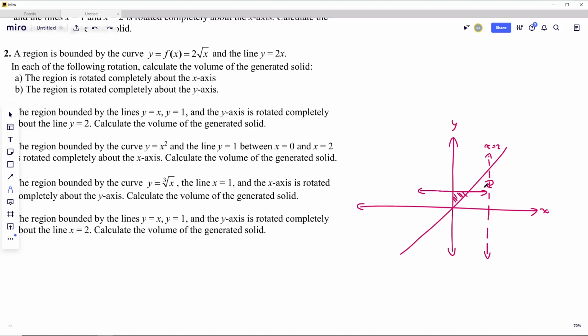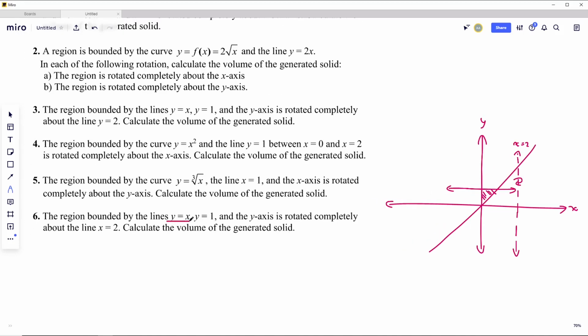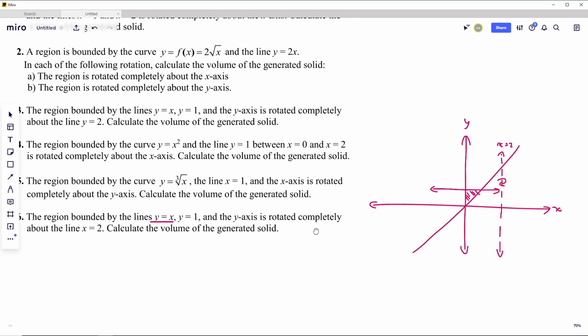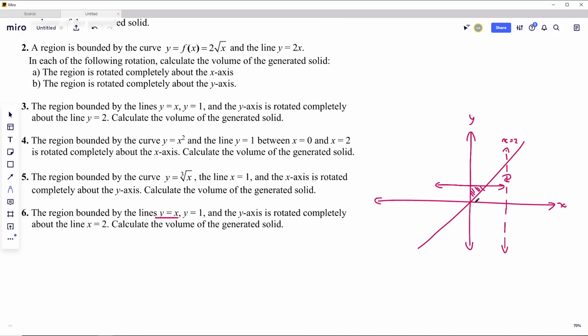So we're going to talk about y's, not x's. So we're going to have to mess around again. Here it's y equals x, so you really don't need to do anything. You already got x. x is y and y is x. So, and you have x equals 2. There's nothing to worry about, so we can just integrate immediately.